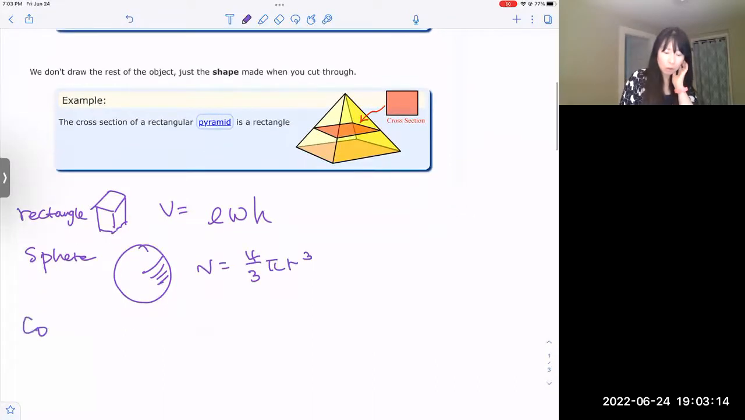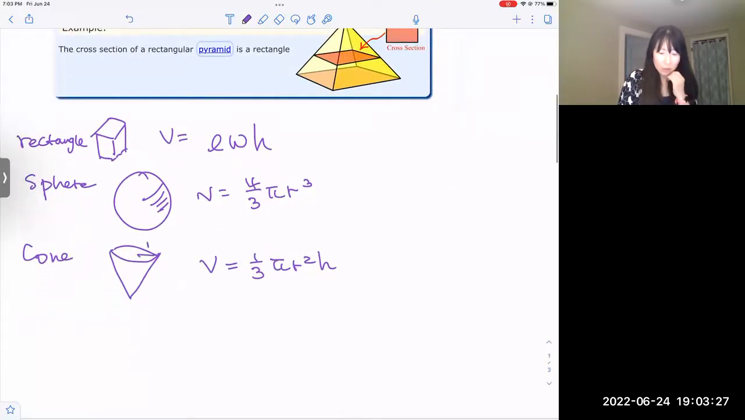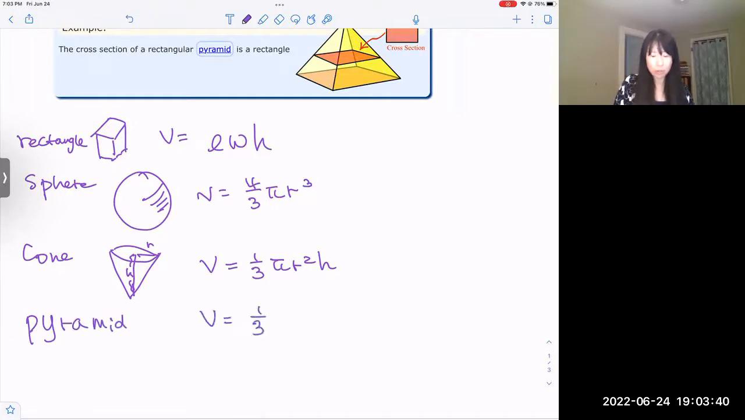How about a cone? We have a cone like this. Then we have V equal to 1/3 pi r squared h, where r is the radius and h is the height, in this case the height here, right? Now, pyramid. So the volume is 1/3 AH. A in this case is the area, right? So area times height, that is the volume, okay? All right.